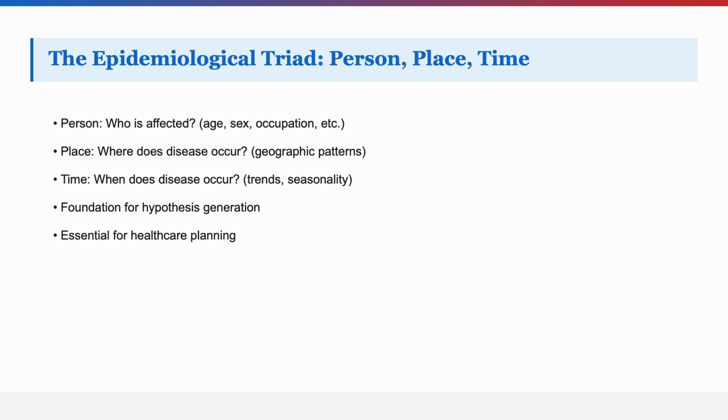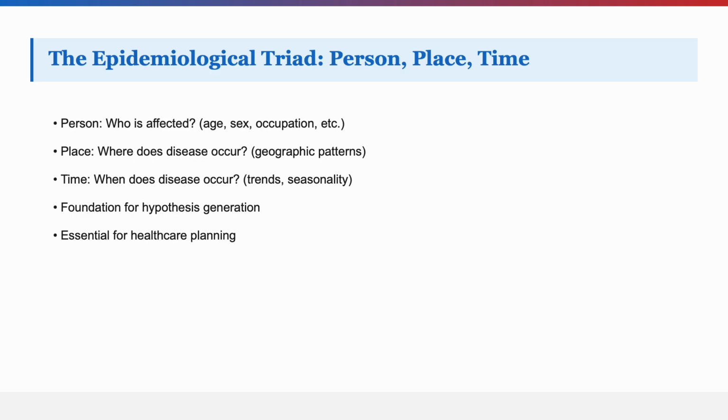Place can be analyzed at multiple scales. Global patterns: why is stomach cancer common in Japan but rare in North America? National patterns: why do maritime provinces have higher heart disease rates? Local patterns: why does this neighborhood have elevated lead levels?